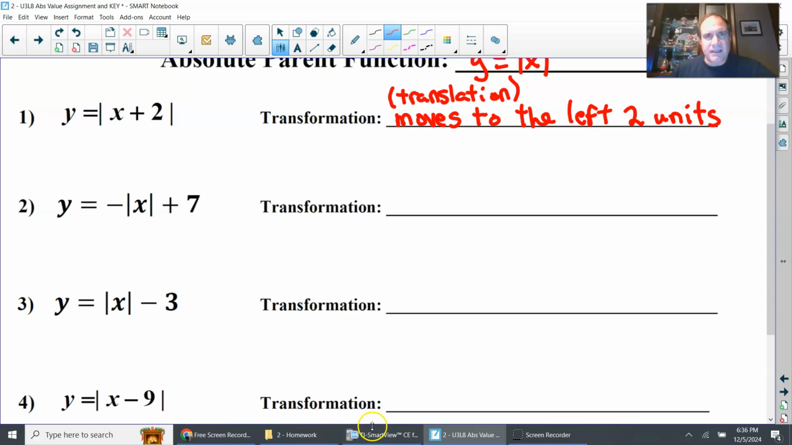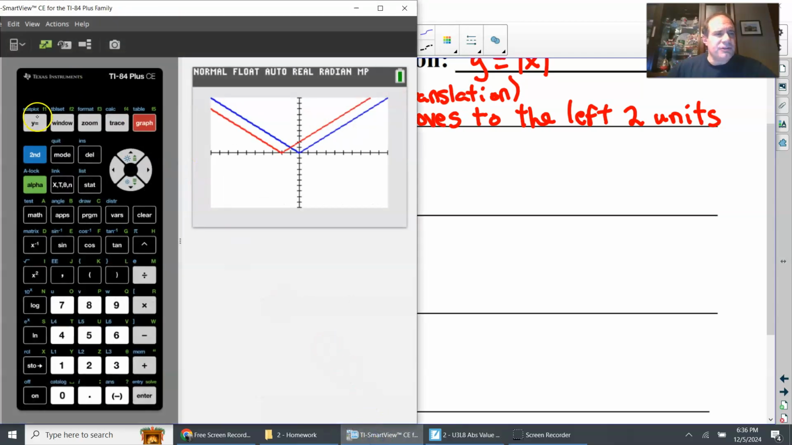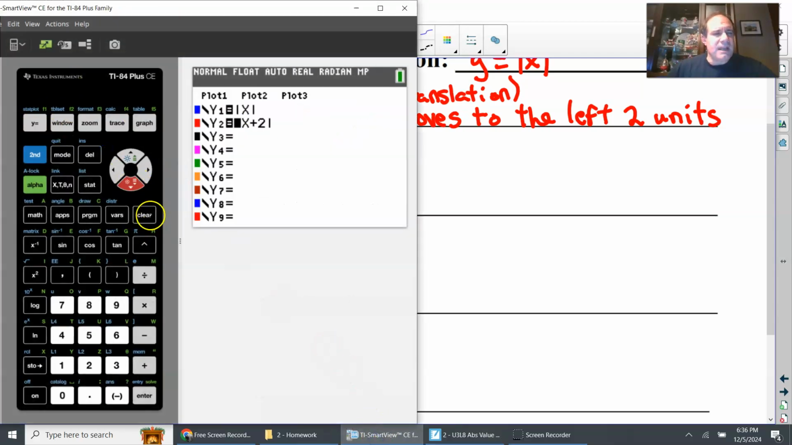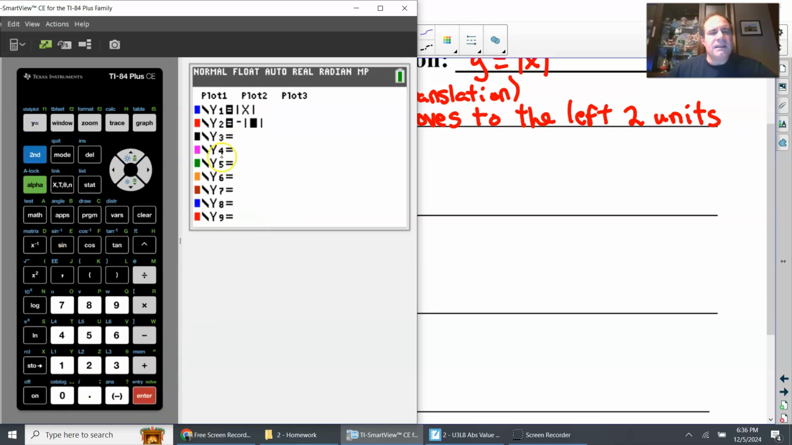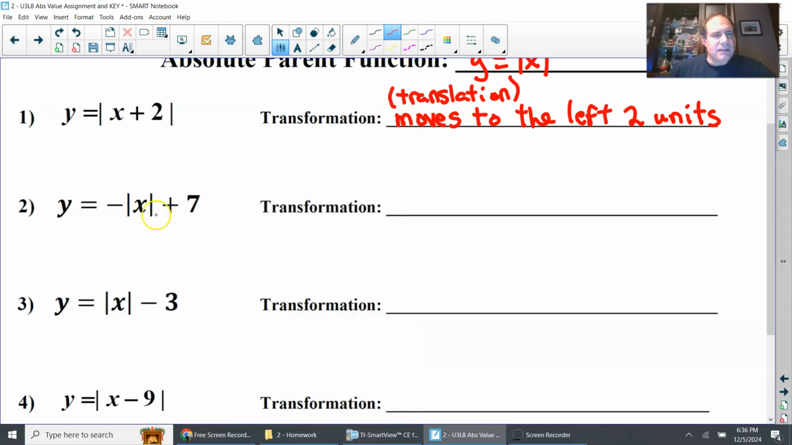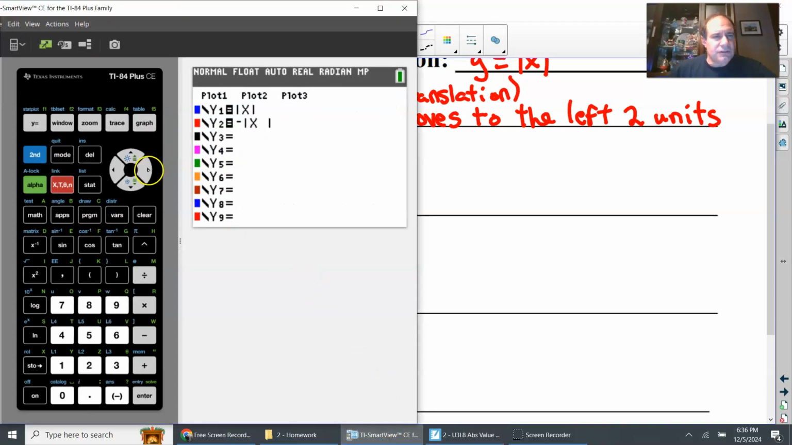The negative is on the outside. The absolute value of x is in the inside, and then it's plus 7. So I'm just going to go to y equals. I'm going to go down to y2, and I'm going to put the negative in first. Then I am going to press second function catalog and then enter. And then there's the x that I'm going to need. I'm just going to check to see exactly what I have. And then the plus 7 is on the outside. So it's pressing to the right, and you put plus 7.